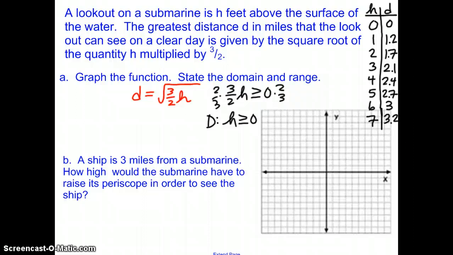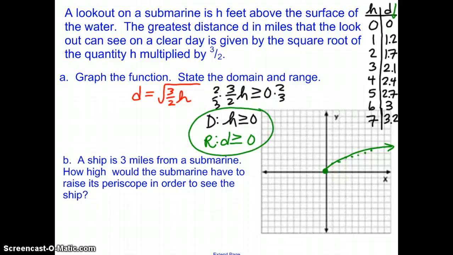So we can go ahead and graph these. 0, 0, 1, 1.2, 2, 1.7, 3, 2.1, 4, 2.4, 5, 2.7, 6, 3, 7, 3.2. That starting ordered pair is our armpit, and then we're stretching out over that way. We can easily find the range by looking at that top value. We know that distance deals with 0, and all the values in that column are greater than 0, so we have greater than or equal to 0. No problem.